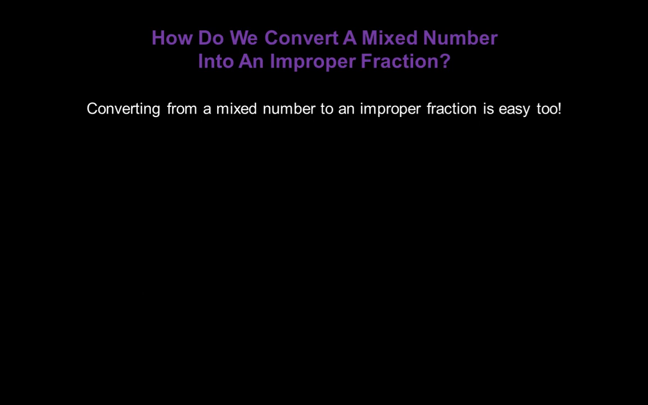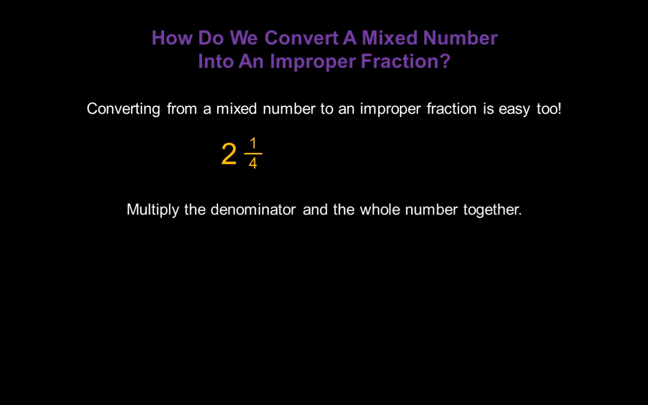How do we do it the other way? How do we convert a mixed number into an improper fraction? Converting from a mixed number to an improper fraction is very easy too. Let's start with our 2 1/4 mixed number. All we do is multiply the denominator and the whole number together, 2 times 4. Then we add the numerator to that number, plus 1.